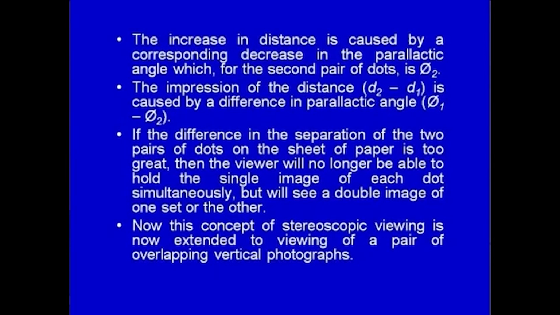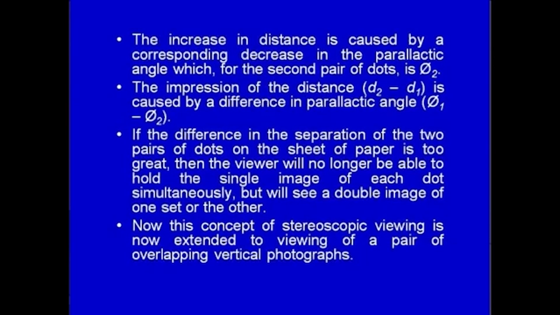If the difference in the separation of the two pairs of dots on the sheet of paper is too great, then the viewer will not be able to hold the single image of each dot simultaneously, but will see a double image of one set or the other.